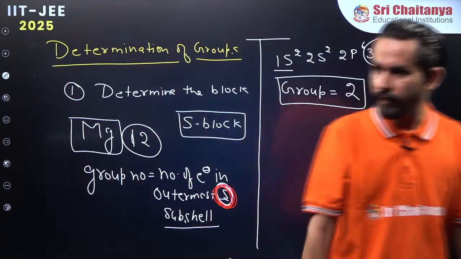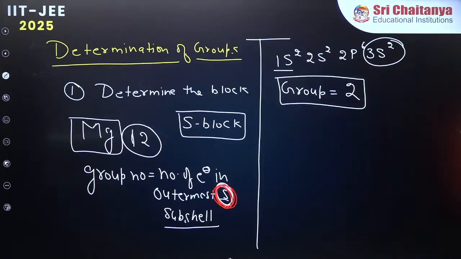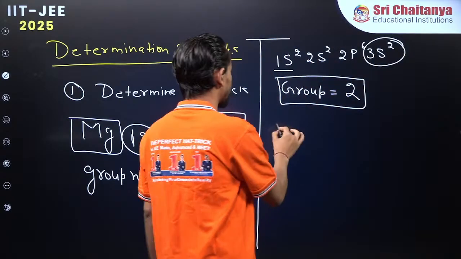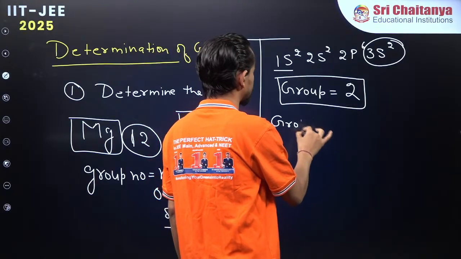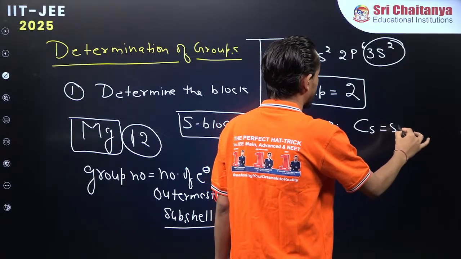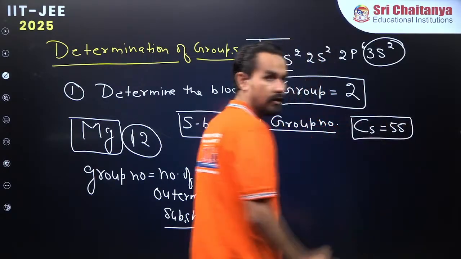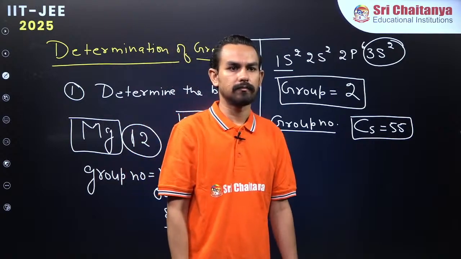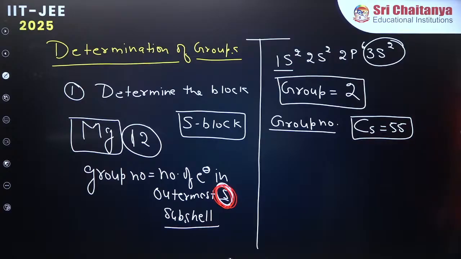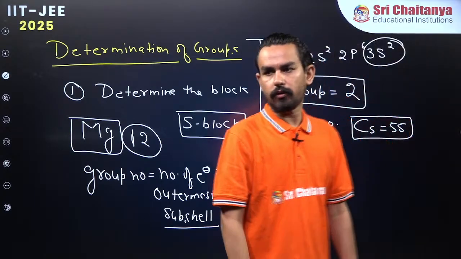Is it okay? Anybody who has any kind of doubt, please ask. No doubts. Okay, let's find the group number for cesium 55. Please write the group number for cesium 55.